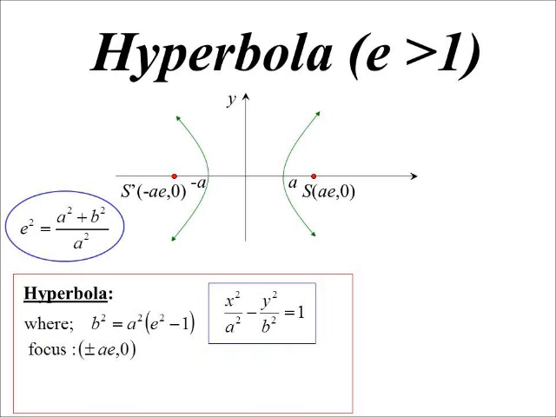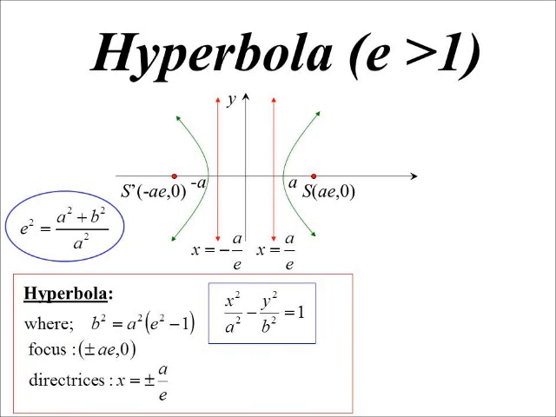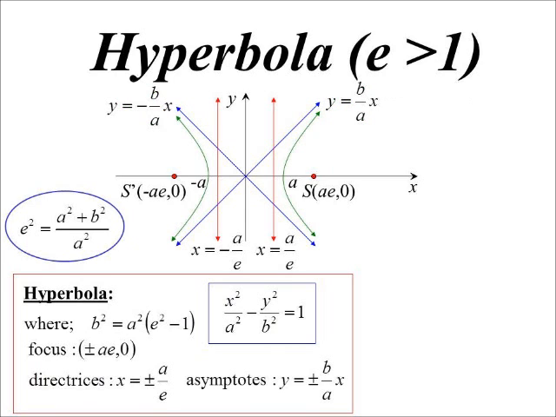Okay, focus is still (a e, 0), that doesn't change. And directrices is still a divided by e, that doesn't change. All that changes is the relative position. So I was saying before, with the hyperbola, it'll be on the inside rather than on the outside for the directrices. Now we have additional things with the hyperbola.